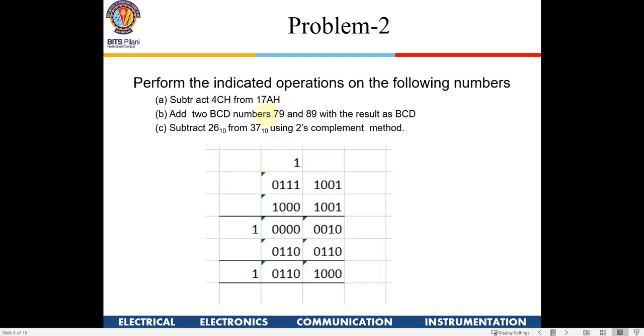the addition of 79 and 89 in BCD. Here you have 79 and 89, and we are going to add these two. 9 and 9 give us 18, which gives a carry out here. For BCD we learned that whenever there is a carry, or the result of the addition is greater than 9, we need to add 6. So we write add 6 here. The carry was generated because 9 and 9 gave 18.